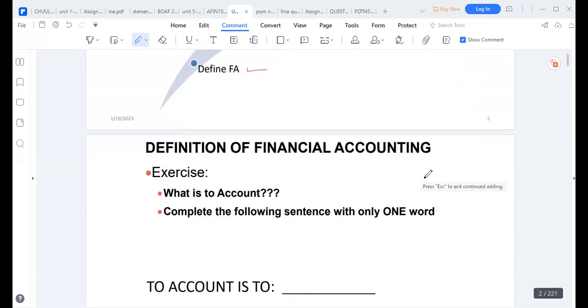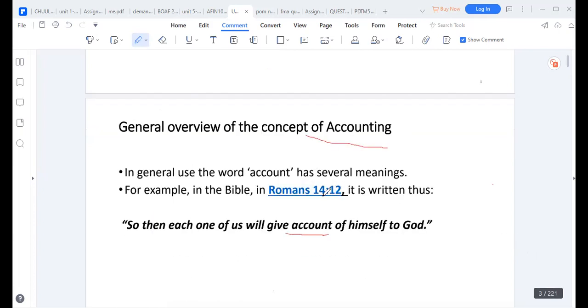So what is an account? An account, we can use one word, which is a synonym. An account is a record or a report or a statement. So we can trace accounting far back to the Bible, where Romans 14 verse 12 says each one of us will give an account of oneself to God. So to account is simply to give a record or a report.